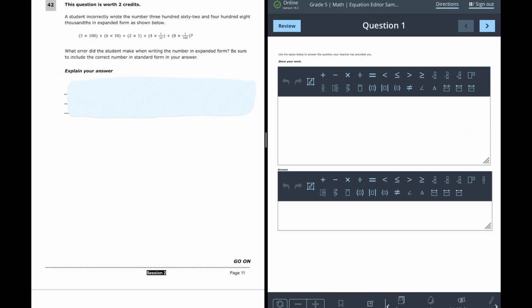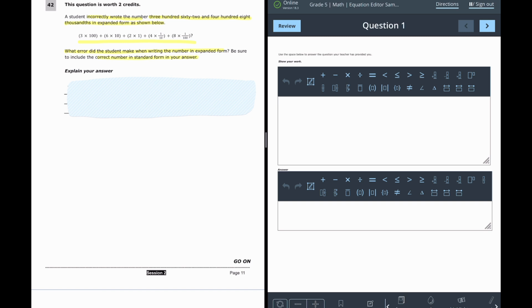All right, another 2-point problem. Again, I'm going to have to do some explaining over here. A student incorrectly wrote the number, so I already know they're wrong. That means I'm going to have to figure out where they're wrong and give them the right answer and explain it. 362 and 480 thousandths in expanded form. So this is what they wrote. What error did the student make when writing the number in expanded form? Be sure to include the correct number in expanded form.